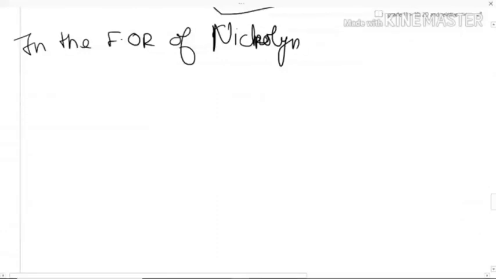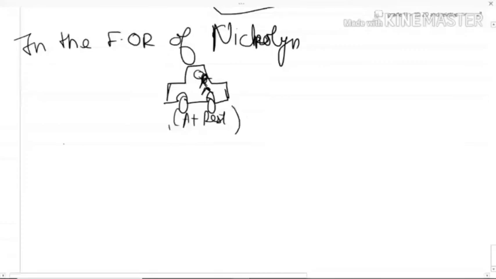So in the frame of Nicolin, what to do? Now Nicolin will be at rest. It's okay, when I'll send you the notes, you can write it then. So Nicolin will do what? Now Nicolin will become suddenly at rest. But now Cyril will be moving with some velocity. So what is the velocity of Cyril with respect to Nicolin?